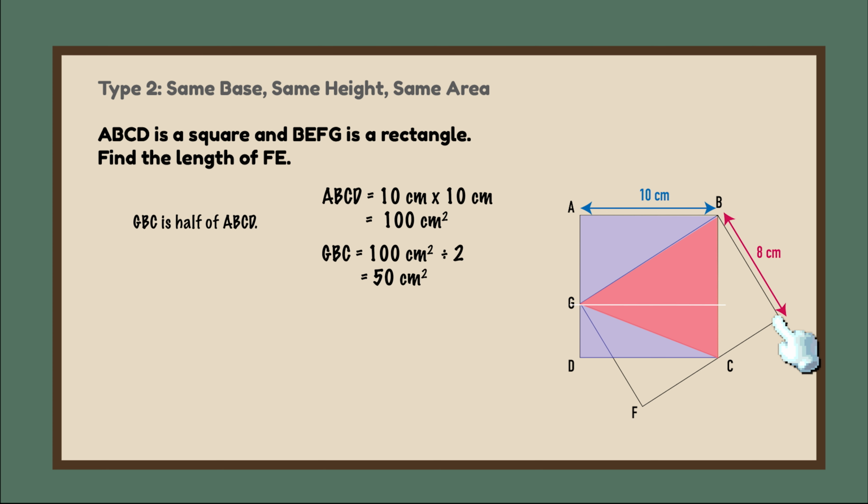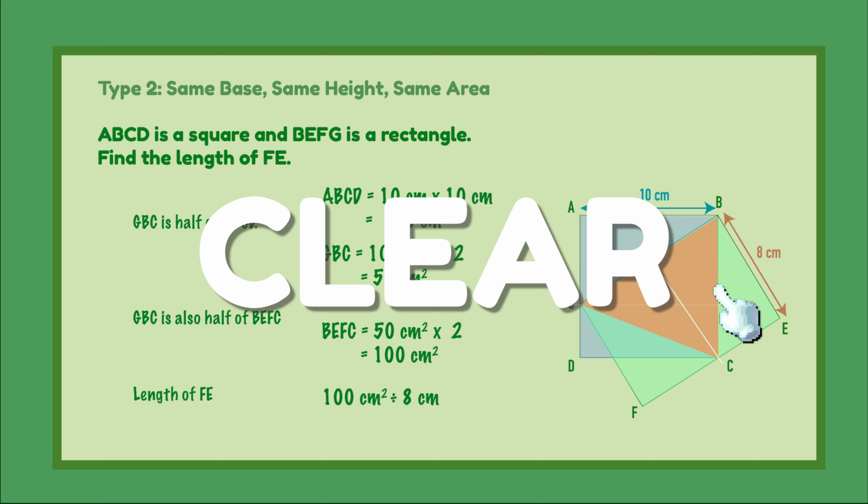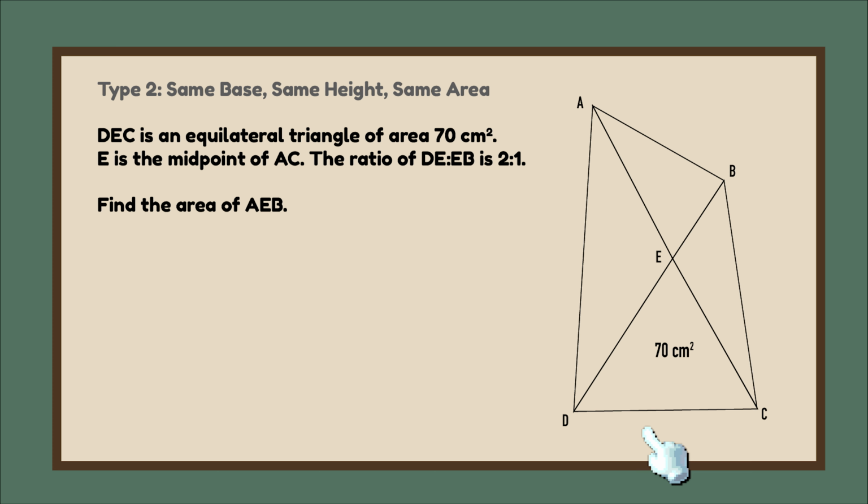Oh wait, I've just realized that GBC is also half of the rectangle. That means we can find the area of the rectangle by multiplying GBC by 2. Basically it means that square ABCD and rectangle BFEC are the same. Now we just need to find the length of FE by dividing by the width, giving us 12.5 cm. Okay, and she's quick to tell us there's another question.